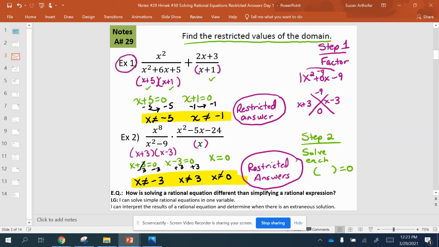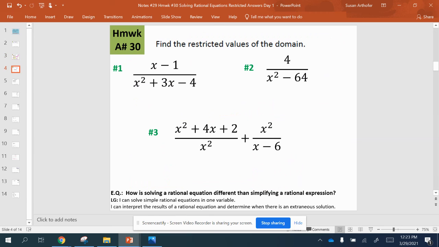So you have 3 problems like this for homework. Here they are. You're going to factor these, set them equal to 0, and list out your restricted values. Hit pause so you can write those down. Make sure you upload notes 29 and 30 to your digital workbook. Remember, your first step is to factor, set equal to 0, and then solve for x.